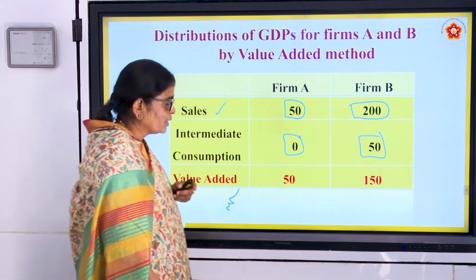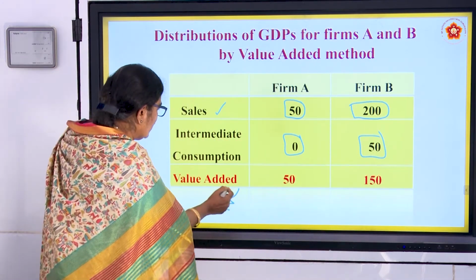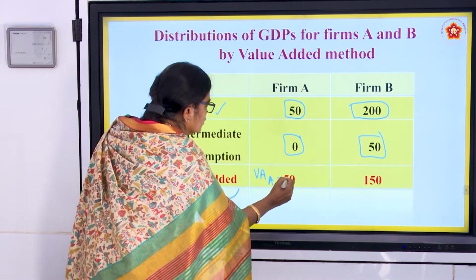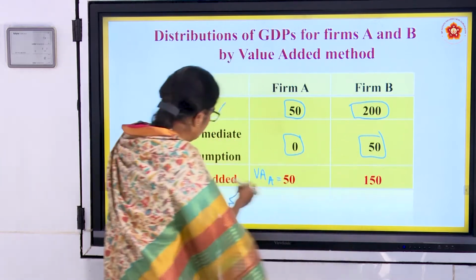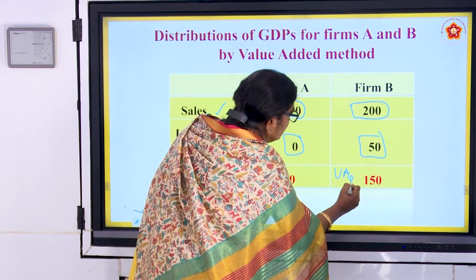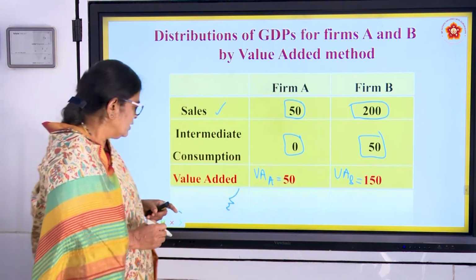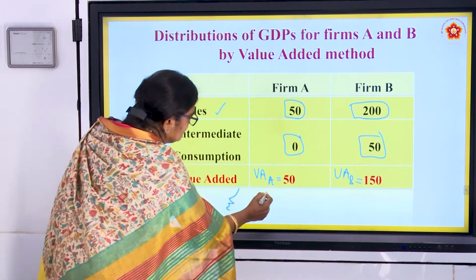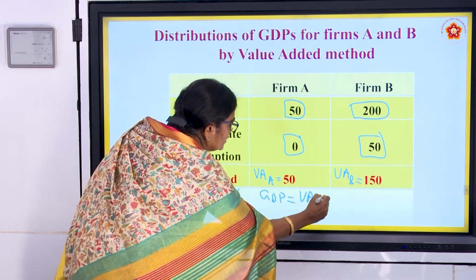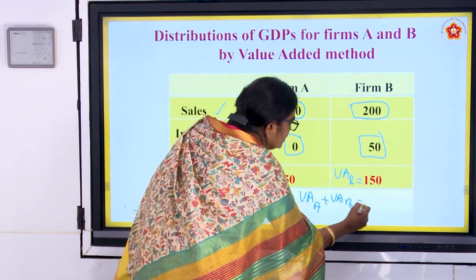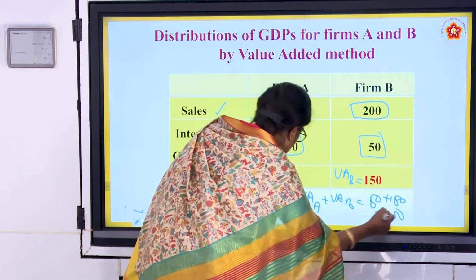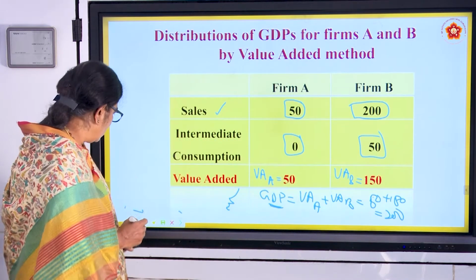Therefore, what is value added of firm A? Value added of firm A is equal to 50. Here the column is value added. Therefore, value added of firm B is 150. Therefore, you can say that GDP is equal to value added of firm A plus value added of firm B, which is 50 plus 150, 200. That is the GDP. I hope you understood.